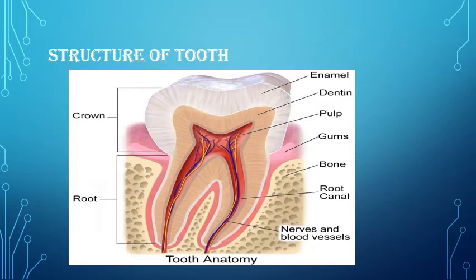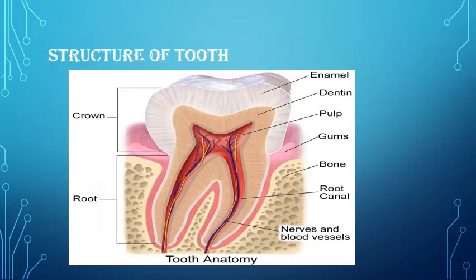Okay, so first we have to understand crown. The portion of tooth which is above the gum. We all know the gum. So the portion of tooth we can see above the gum is called crown. The part of the tooth we can see, that is crown. And next, root, the portion of tooth inside the gum, which we can't see.